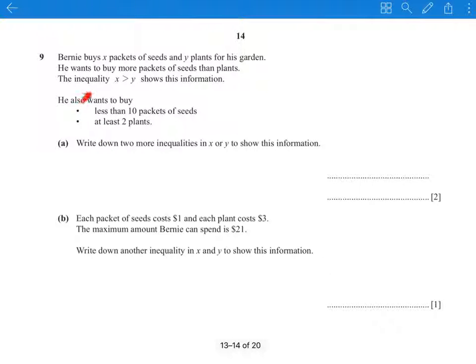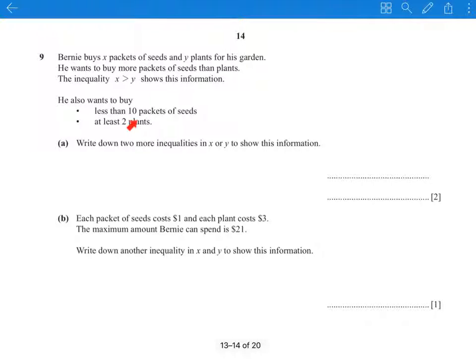We're going to look at this linear programming problem that we worked on in class on a Nearpod. Here is the problem. It's a Paper 4 question from 2017. Bernie buys x packets of seeds and y plants for his garden. We've assigned our variables, and he wants to buy more packets of seeds than plants. So that's reflected in our first inequality, x is greater than y, more packets of seeds than plants.